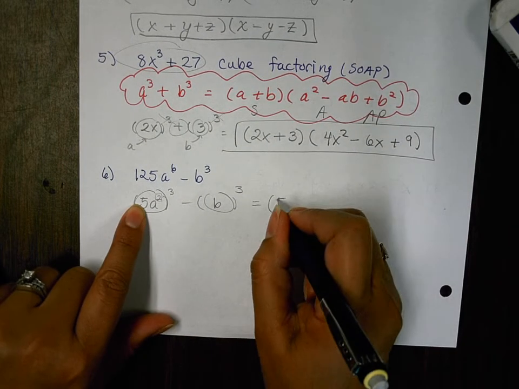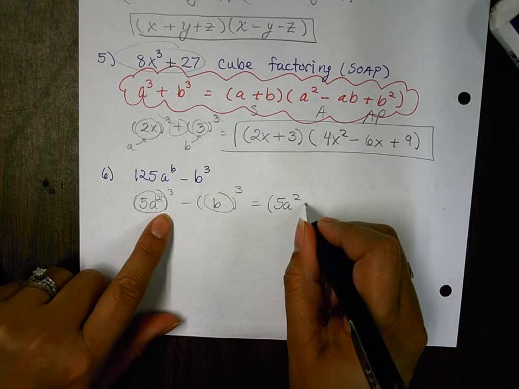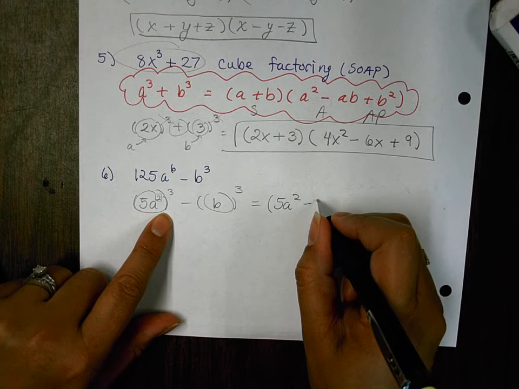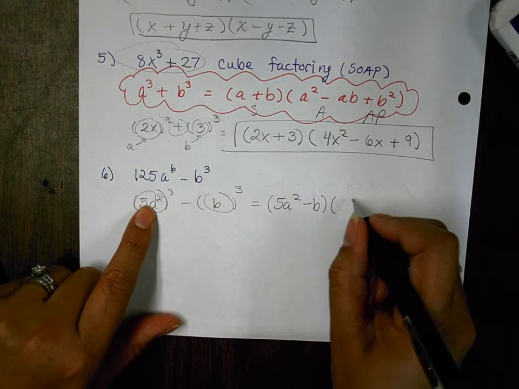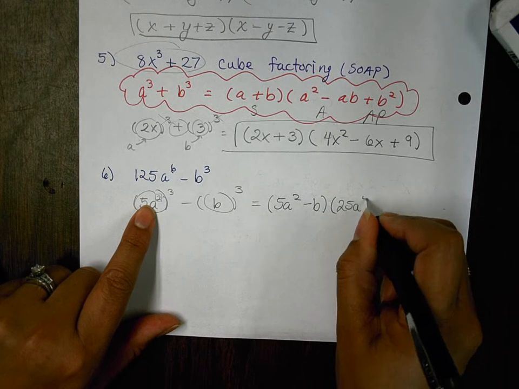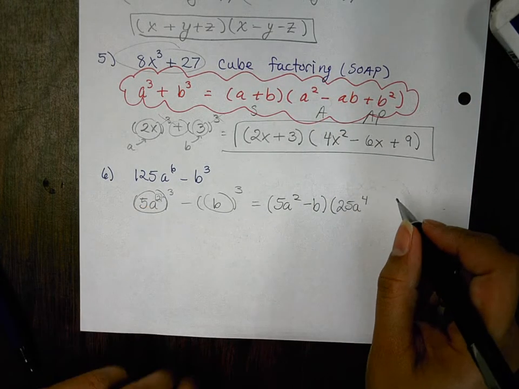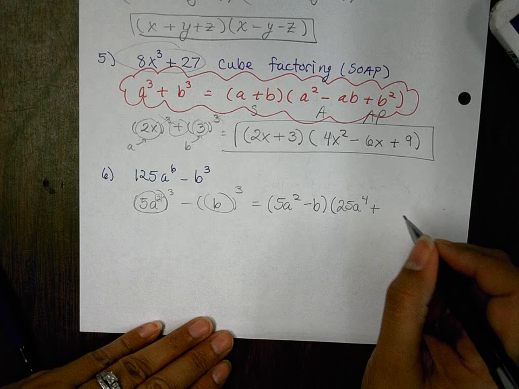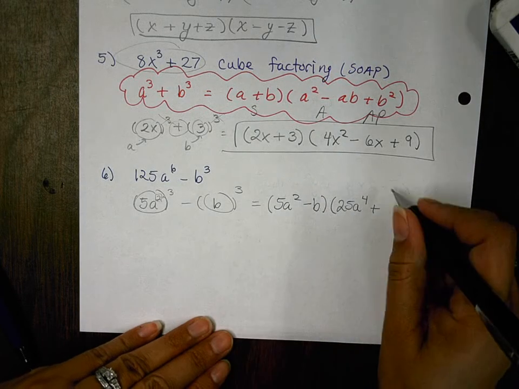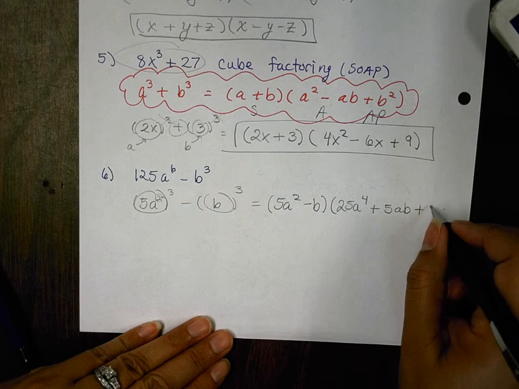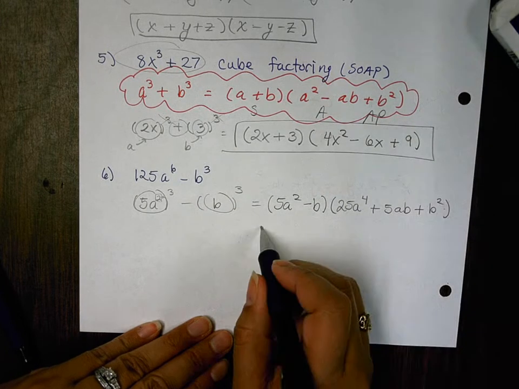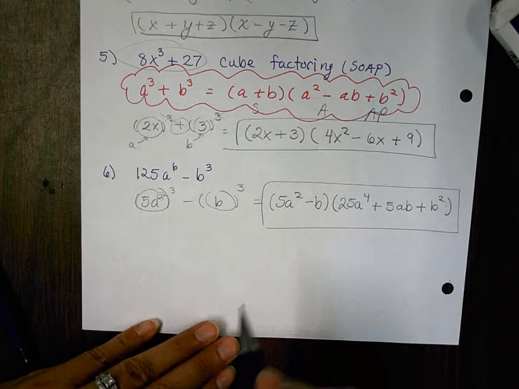So 5a squared minus, that's the same, b. A squared: I square the 5 and the a squared, that's 25a to the 4th. Opposite would be positive, and then 5a times b is simply 5ab, always positive, b squared is just going to be b squared. And that there is your final answer.